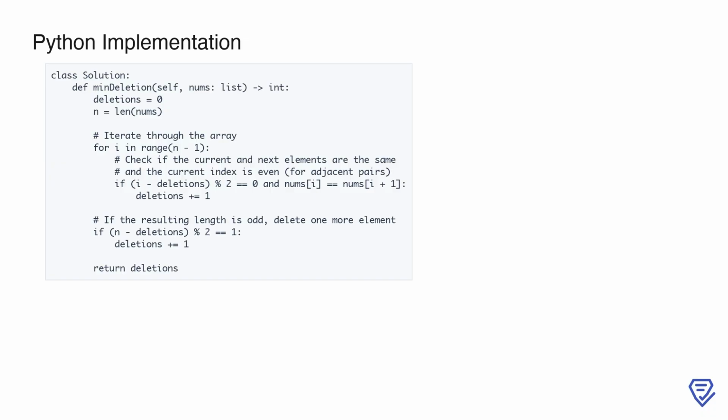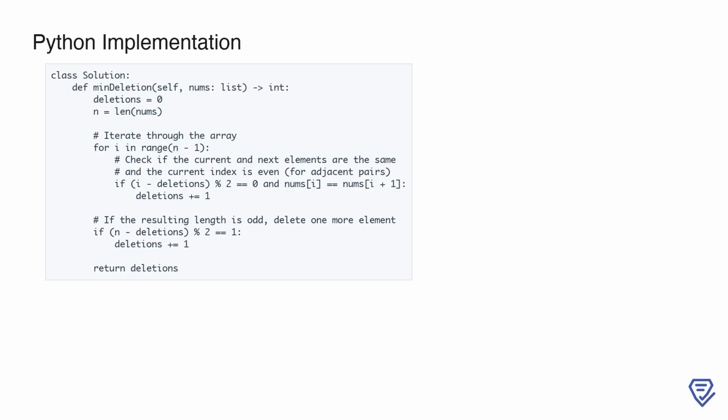3. Check conditions for deletion. For each index i, we check 2 conditions. deletions % 2 equals 0. This ensures that the current index, after accounting for previous deletions, is even, as we only care about adjacent pairs where one element is at an even index and the other at an odd index. nums[i] equals nums[i + 1]. This checks if the current element is equal to the next one, which violates the beautiful condition. If both conditions are met, it means we need to delete the current element to maintain the beautiful property, so we increment the deletions counter.